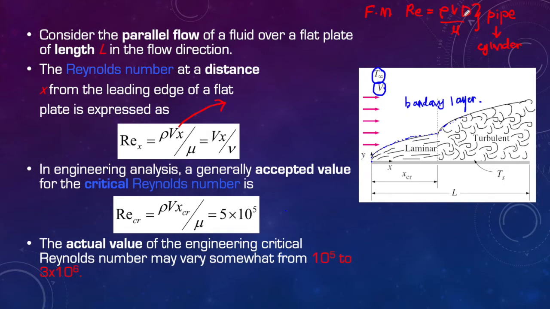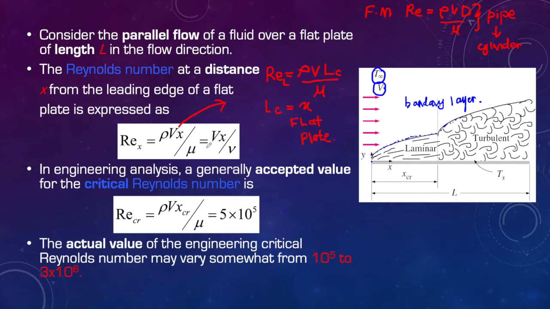So we are using diameter. But in heat transfer, previously we know that the Reynolds number, I put it L, is density times velocity times characteristic length over dynamic viscosity. The characteristic length at this point is x for a flat plate. Okay, flat plate, characteristic length is x. That's why the equation becomes rho Vx over mu.